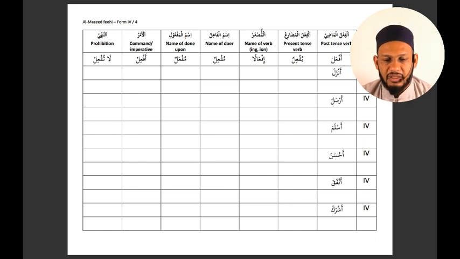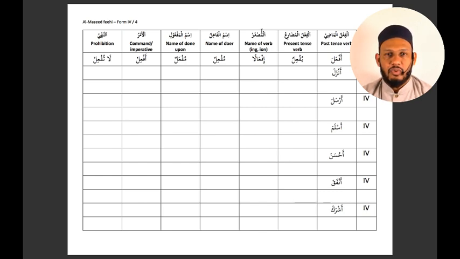أفعل لا تفعل. Your homework for this is to memorize أفعل, memorize that first line, and then write out the scales for the other ones, inshallah, and try to memorize them. We will discuss the meaning. Okay, I'll give you the meaning quickly.